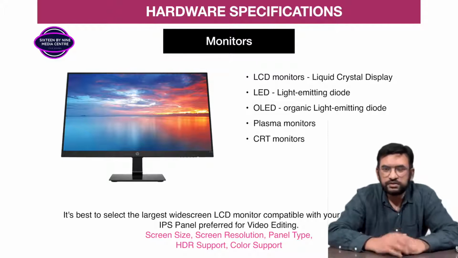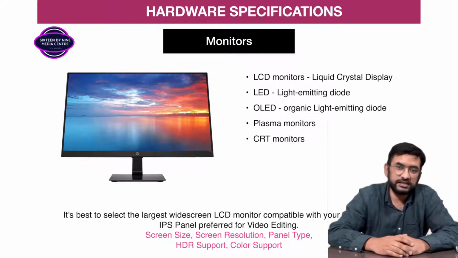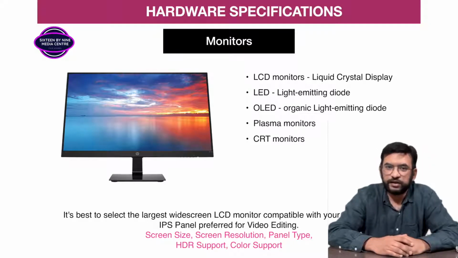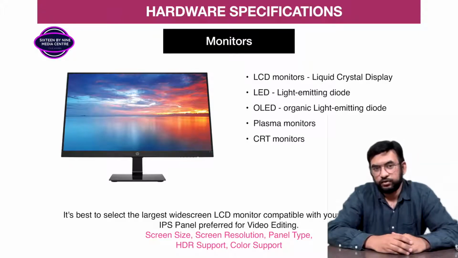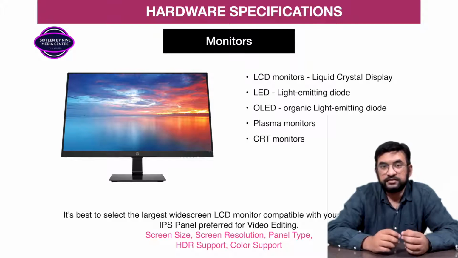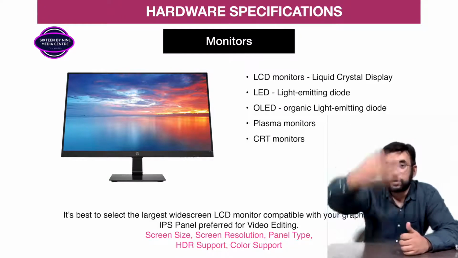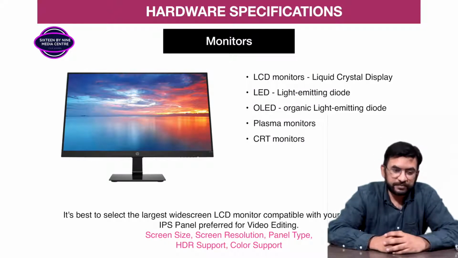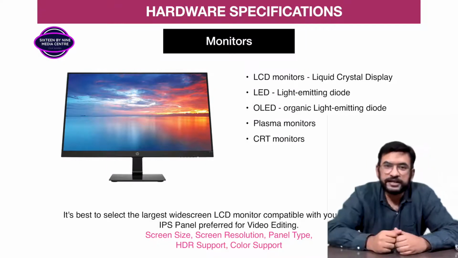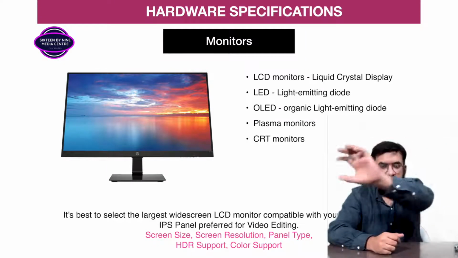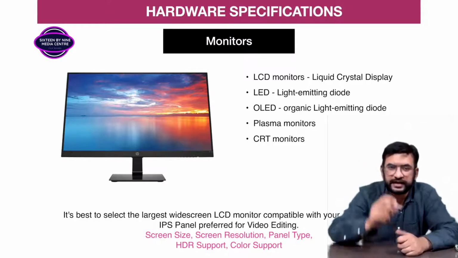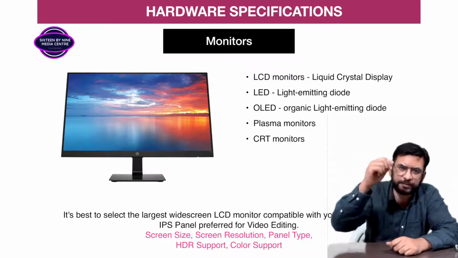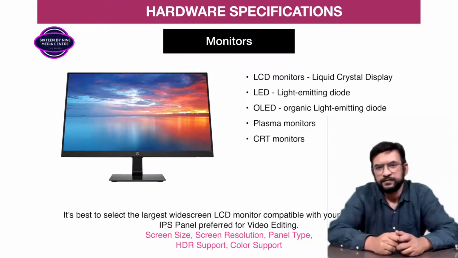LCD monitor, liquid crystal display, which is very much used now. LED monitor is light emitting diode. Fourth is OLED, organic light emitting diode monitor. This monitor is made with carbon and organic materials. The screen of it is organic. Then the last one is plasma monitor. A plasma monitor is made up of plasma material. We can see fluorescent lights on the screen of that, and it gives much more. Each and every pixel is illuminated with RGB in the plasma monitor.